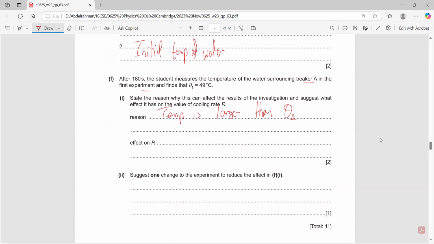How does this affect the rate of cooling? If you have a larger final temperature, how would this affect the value of the rate of cooling? Well, this would decrease the value of the rate of cooling. The rate of cooling decreases.